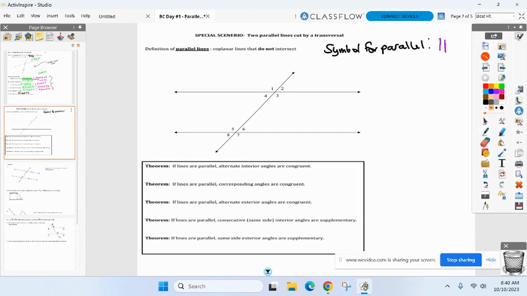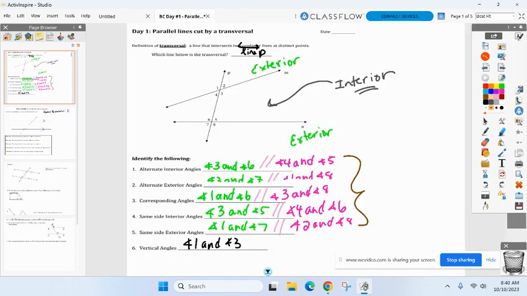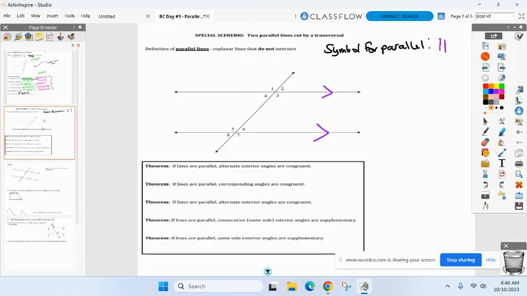Now let's talk about markings on your diagram. You have hash marks for congruent segments, arc marks for congruent angles. If you're looking at a diagram, you will see arrows on the lines that are parallel to each other like this. Those lines are parallel. Now here's where the magic happens. If I know lines are parallel, all these angles we just talked about are either congruent or supplementary. But the lines have to be parallel.